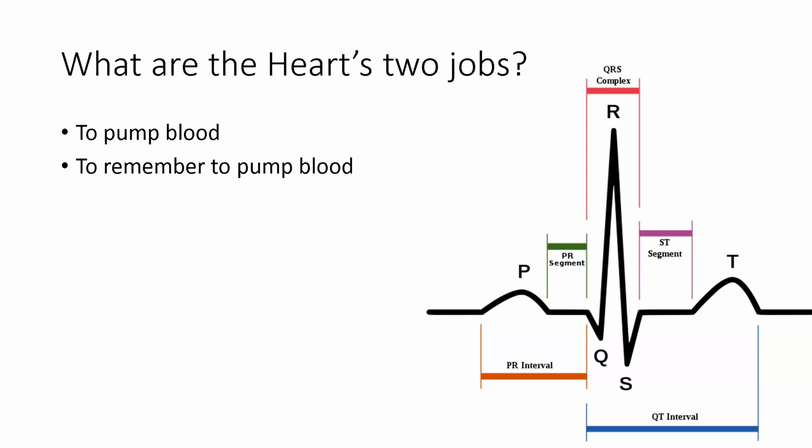Today we're going to be talking about the heart, part two: the electrical systems of the heart, and also veins and arteries. So let's go ahead and get started. What are the heart's two jobs? If we could summarize this, we would say its job is to pump blood, but not only that, it also needs to remember to pump the blood. It has its own electrical system.